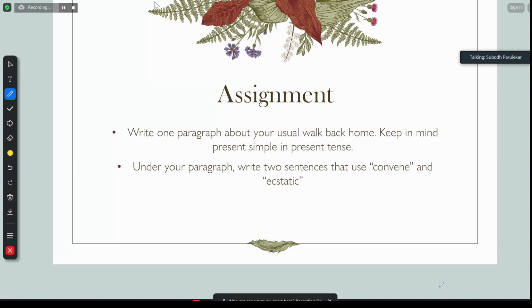Yeah, please go ahead and you can start your assignment. Also, don't take any stress for this assignment. Just talk about what you want, but also try to follow the guidelines and keep in mind what we learned. Yes, take a paper and a pencil or pen, whatever you prefer, and write one paragraph about your usual walk back home, and then write 2 sentences using the new vocabulary words.